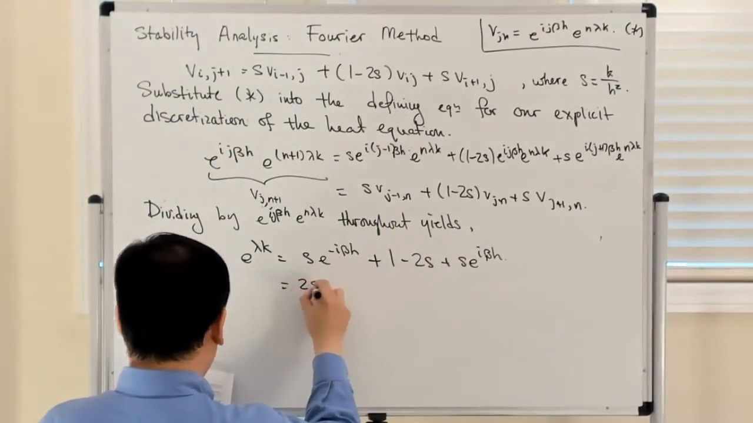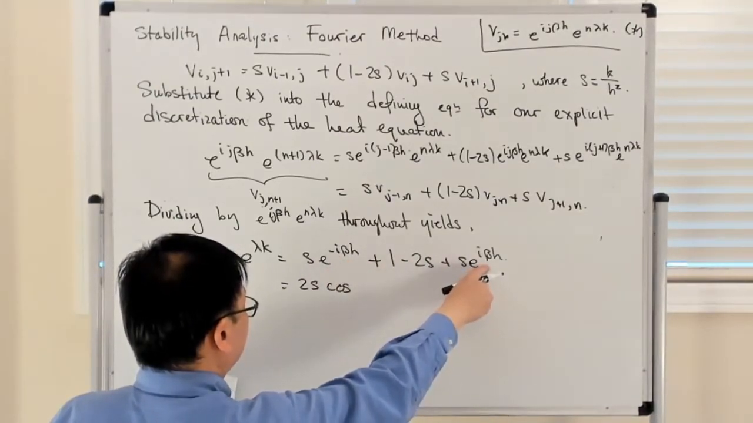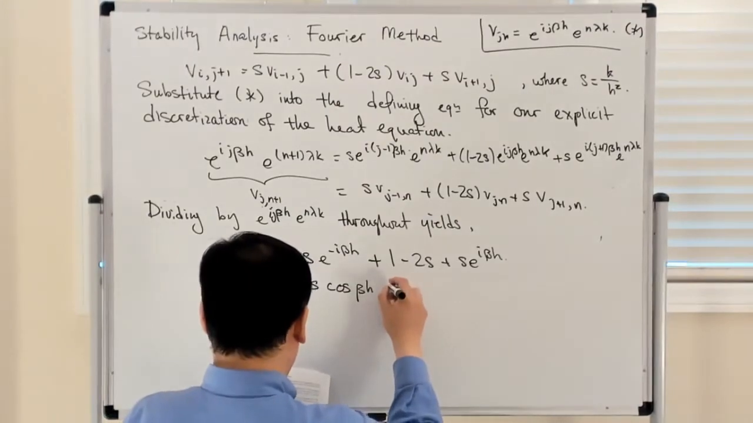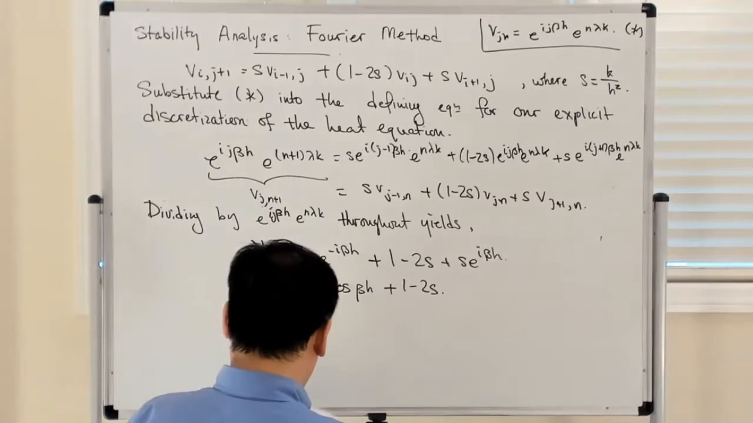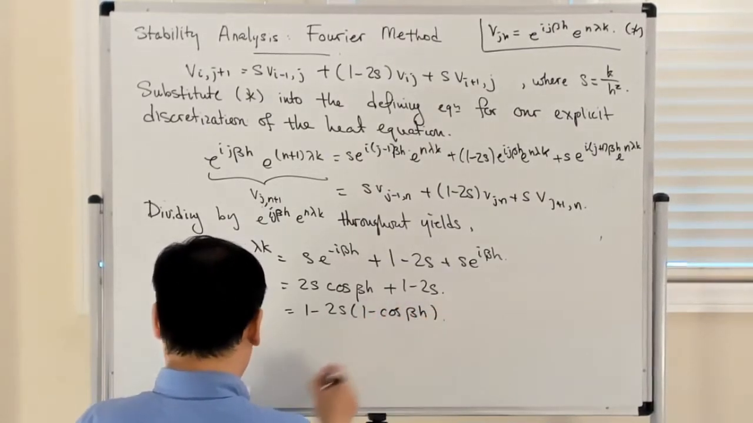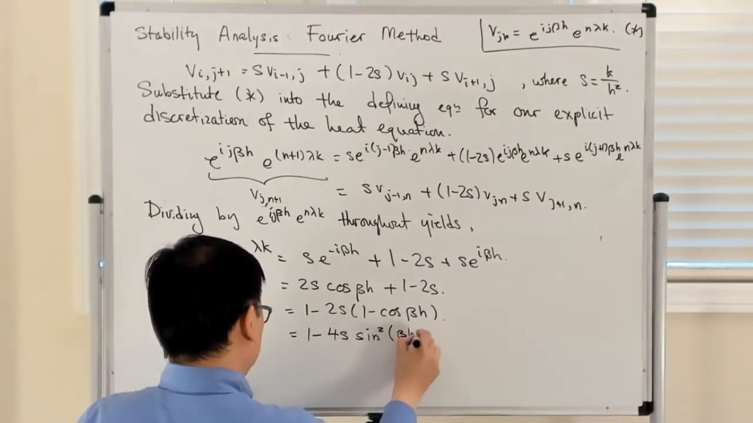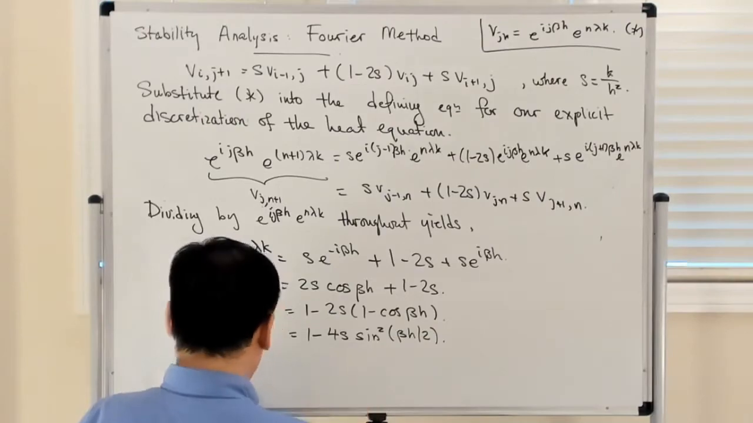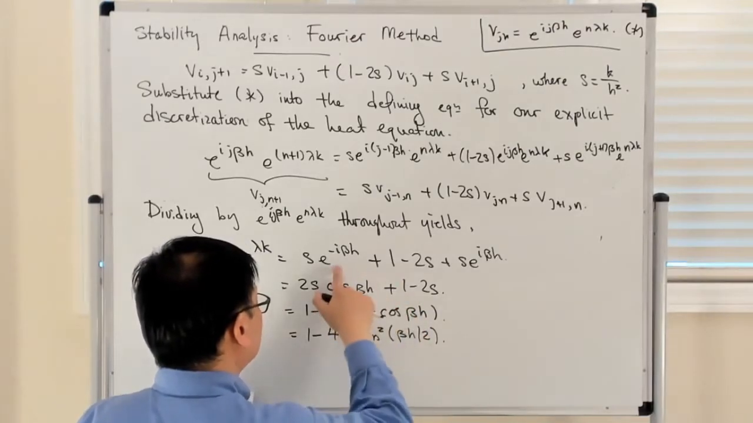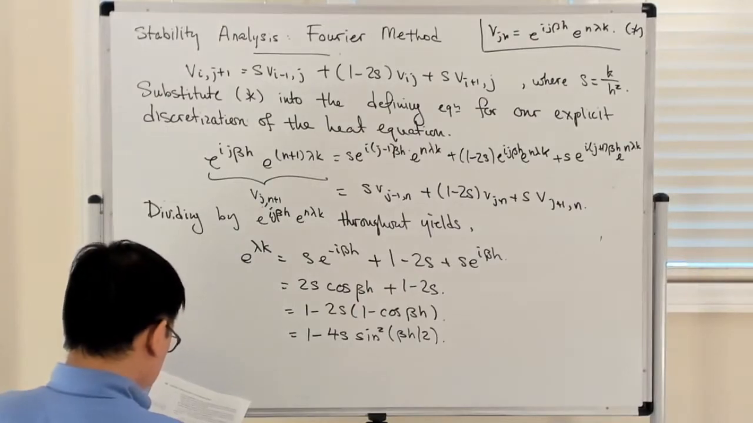So this is equal to 2s cosine, since the exponents are the plus and minus iβh terms. That's going to give you a trigonometric function, which is just cosine βh. So 2s times cosine βh plus 1 minus 2s. I can simplify this further. This is 1 minus 2s(1 minus cosine βh), and rewriting this gives me 1 minus 4s sine squared (βh/2). And if you don't remember your trigonometric formulas, it's sometimes easier to manipulate it at the level of the exponentials of complex numbers.